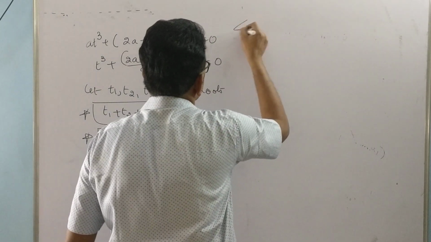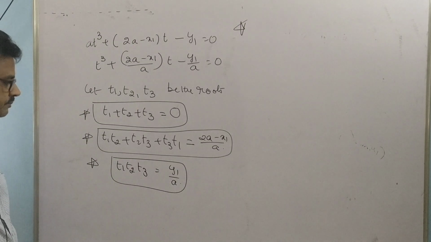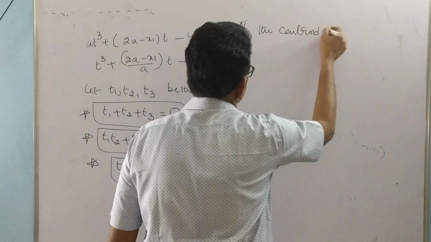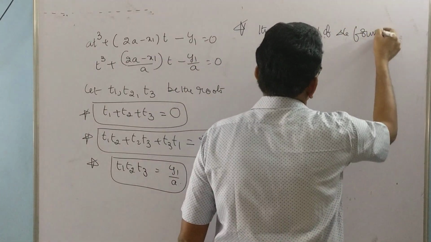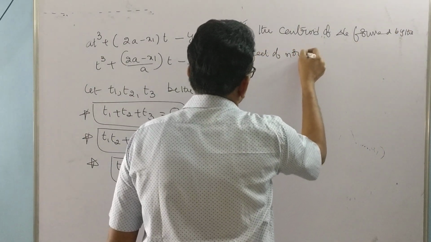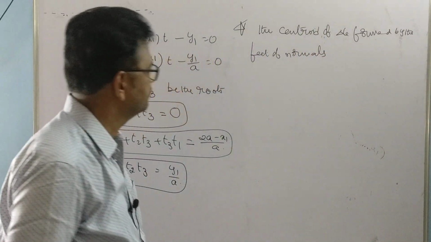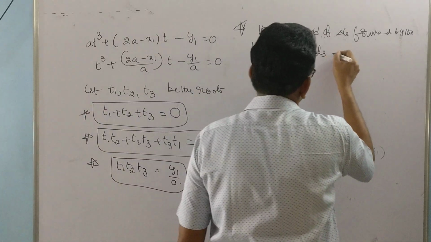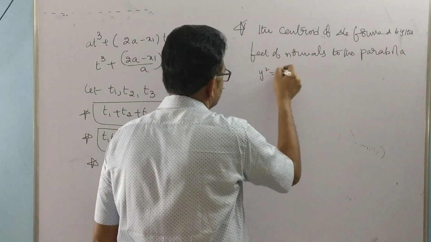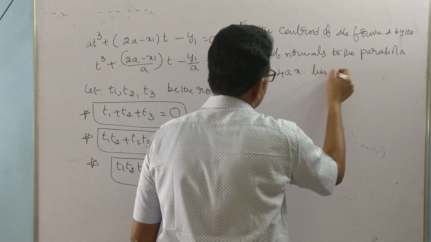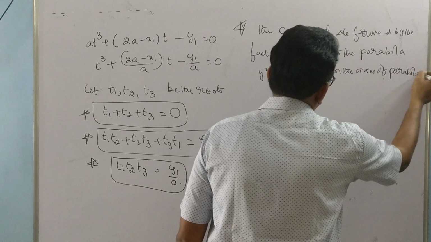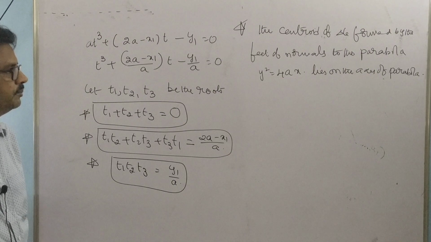For example, one point: the centroid of the triangle formed by the feet of normals to the parabola y square is equal to 4x lies on the axis of the parabola.